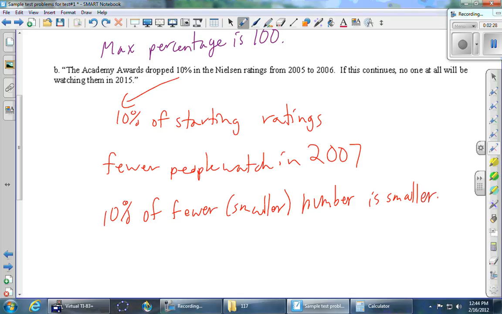Maybe you lose 1 million viewers this year, but maybe next year you lose 600,000 viewers. And the year after that, maybe you lose 200,000 viewers. But every time you take a percentage, it's of a smaller number. So even though it's the same 10% every year, in theory, you actually will never get down to 0, because you keep losing 10% of a smaller and smaller number.